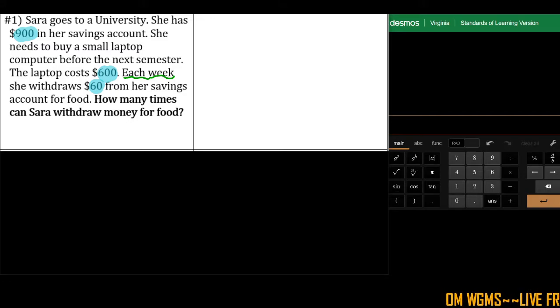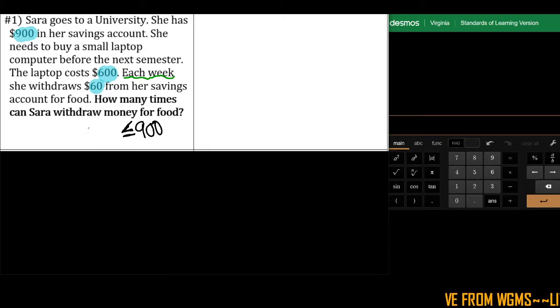Well, let's set this up. I can't spend money I don't have, so I can spend at most, and I'm going to use those keywords. I'm going to spend at most $900. So any of my values over here have to be less than or equal to 900.